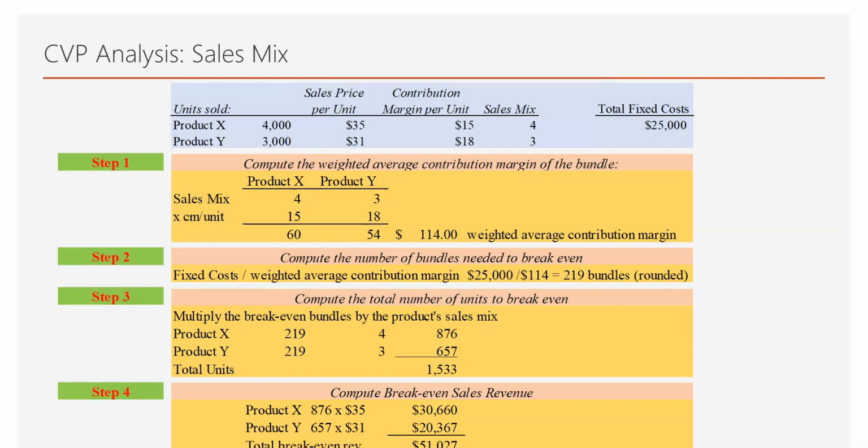So my total break-even in revenues is going to be $51,027. So again, there's proportionality all the way through, and if you look at that proportionality, you're going to see that flow all the way through it on a 4-3 ratio.